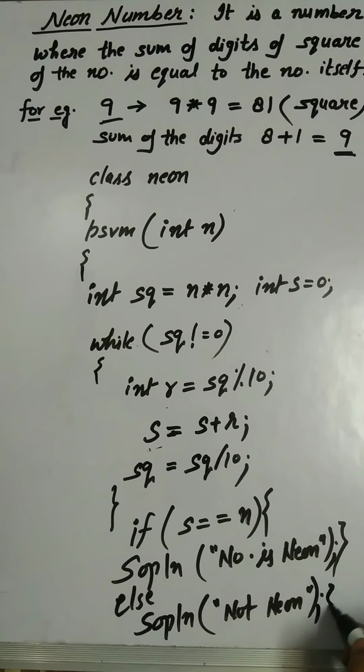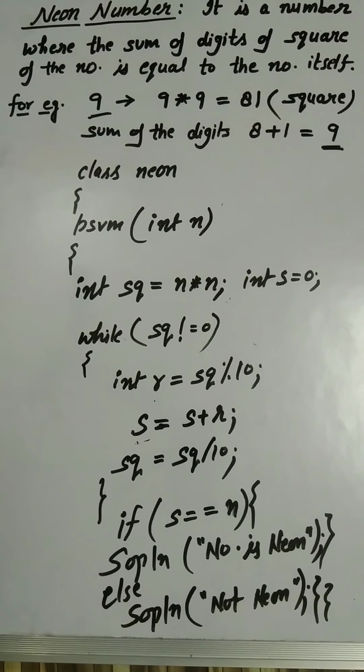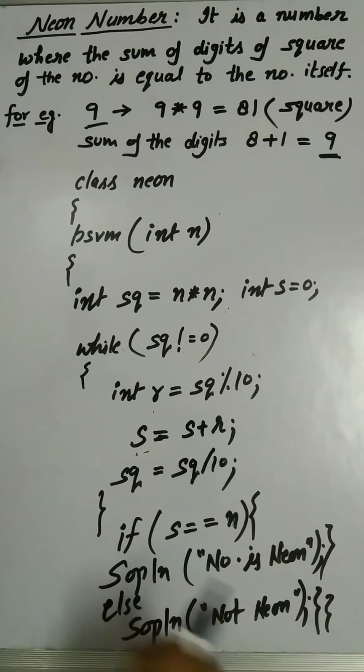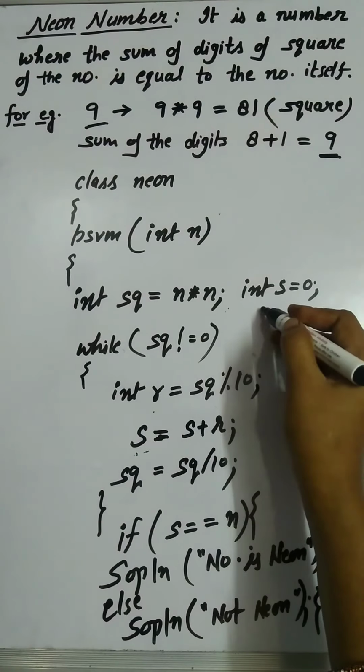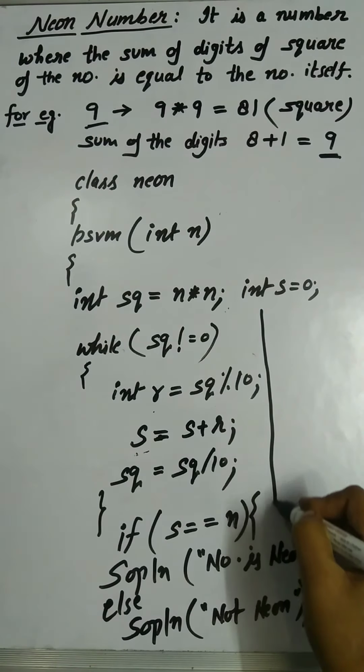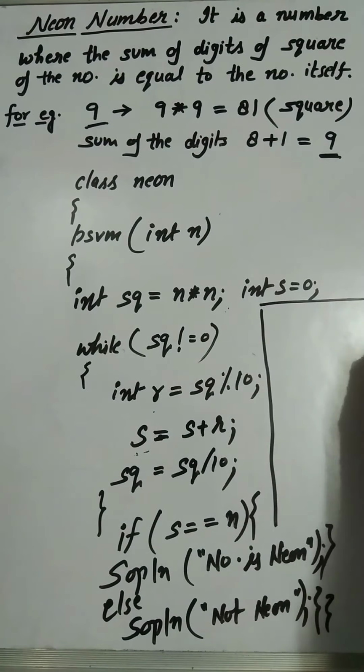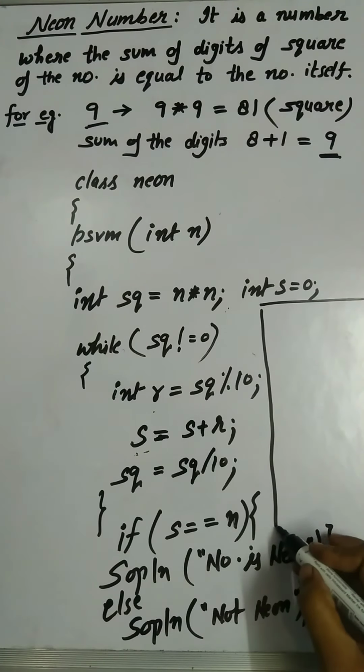This is the program of neon number. Simple program. What is the neon number? Neon number is the sum of digits of the square of the number is equal to the number itself. I am showing the dry run, or working, of the program. Okay. Let's see how it works.